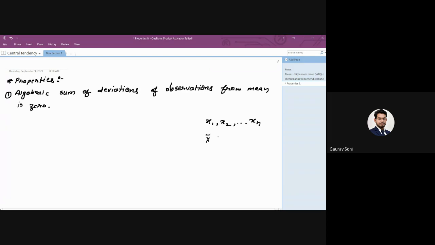So what I need to do is the sum of deviation. The deviation for each entry will be X1 minus X bar for the first one, X2 minus X bar for the second entry, similarly Xn minus X bar for the last entry. And it says that the algebraic sum of deviations of observations from the mean is 0. So it means that summation of xi minus x bar, i running from 1 to n, we need to show that this is 0.